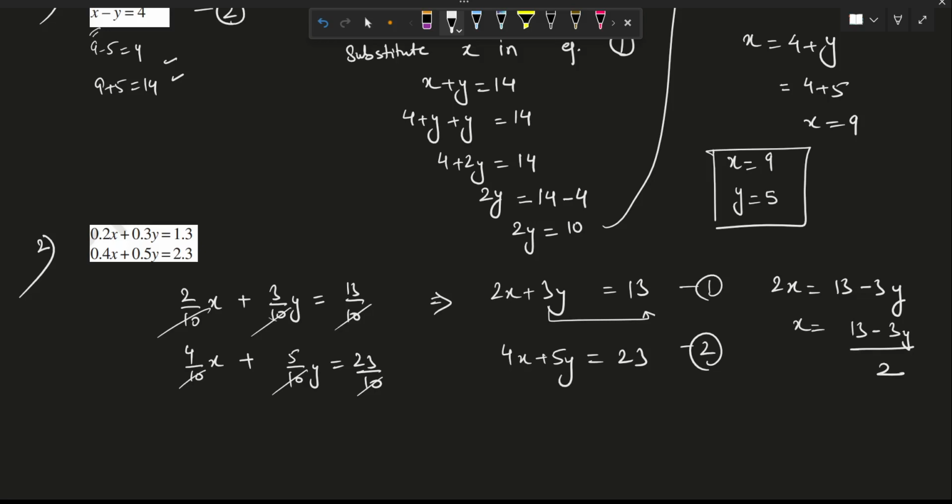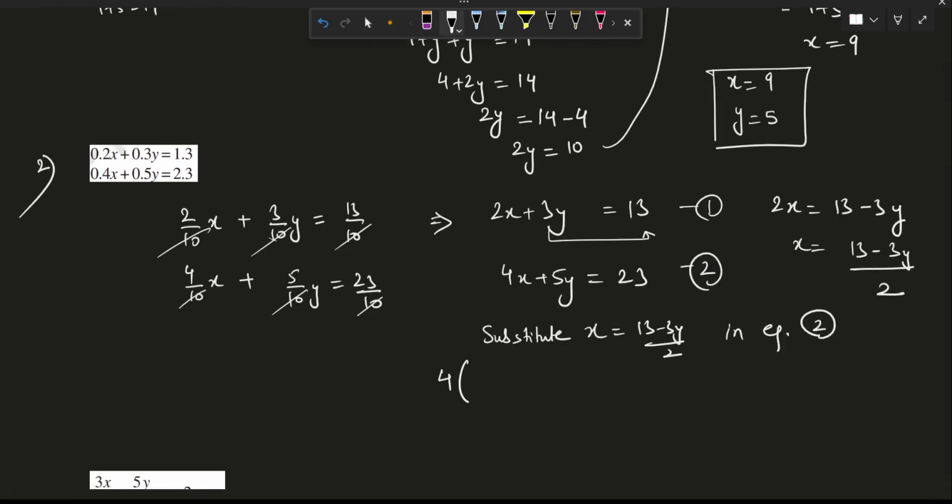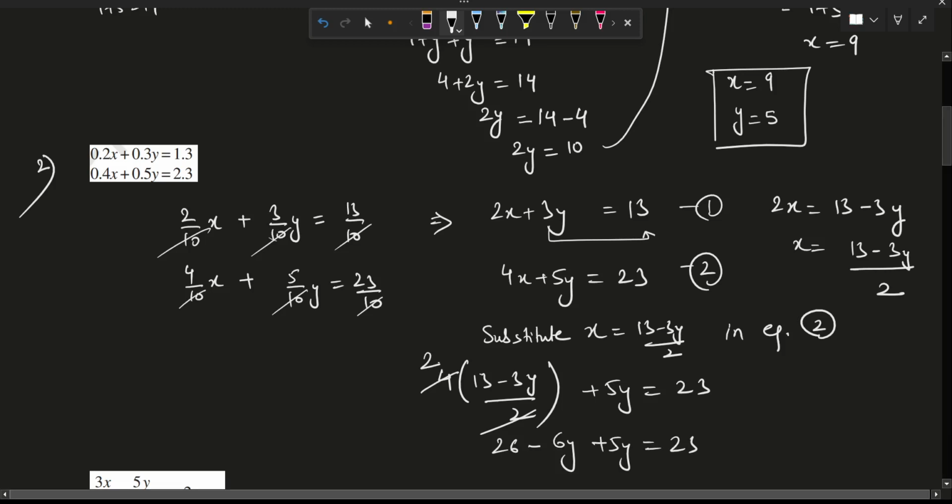Clear? Now let's put this value in equation. So substitute x is equal to 13 minus 3y by 2 in equation 2. I'll put it over there. So I have 4 times 13 minus 3y by 2 plus 5y is equal to 23. Now we have to solve this equation. It's an equation with one variable. 4 and 2 get cancelled out. So 2 13s are 26 minus 6y plus 5y is 23. 26 I'll take on this side.